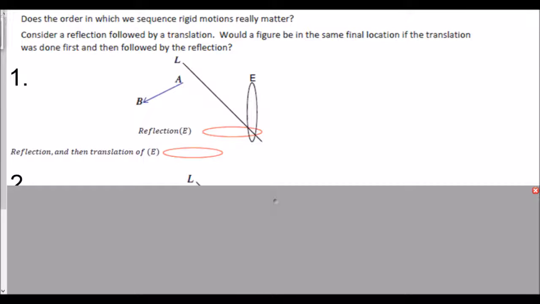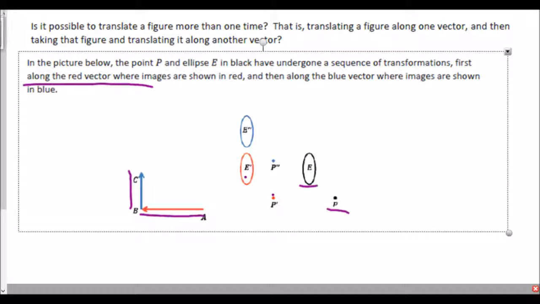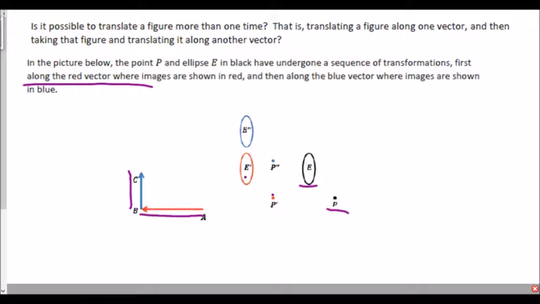Okay? Now, the next big question: does the order in which we sequence them matter? So if you go back to that very first sequence of transformations, these translations, did it matter which order you translated them? Could I have taken E up B to C first, and then from A to B? Would I have still ended up in the same spot? The answer, of course, is yes, I would end up in that exact same spot.